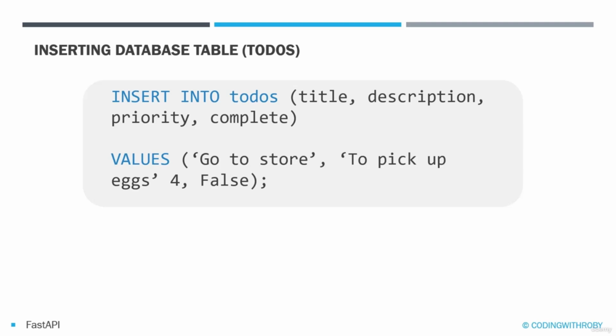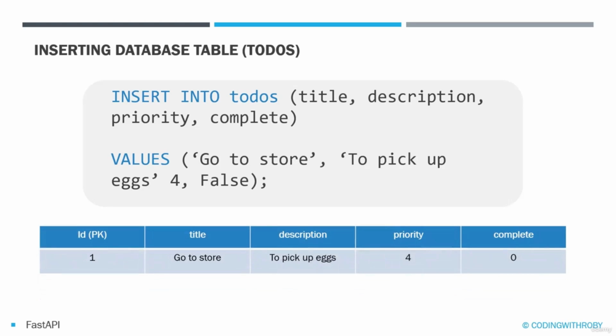We then want to type VALUES, which is go to store, to pick up eggs, 5 as a priority, and false for complete. When we run this, we will be able to see that we are creating a new record in the database. Our title, description, priority, and complete all get updated based on this command, and we now have our database configured to auto-increment the ID on its own. This way we never have to worry about updating the ID ourselves, and we can trust the database to do this for us.